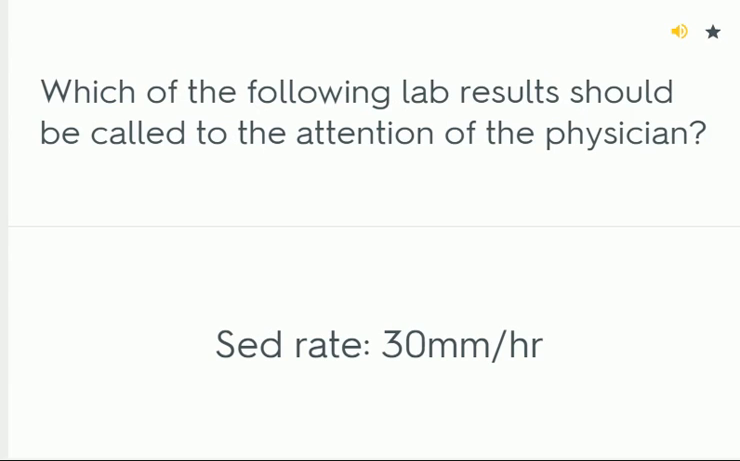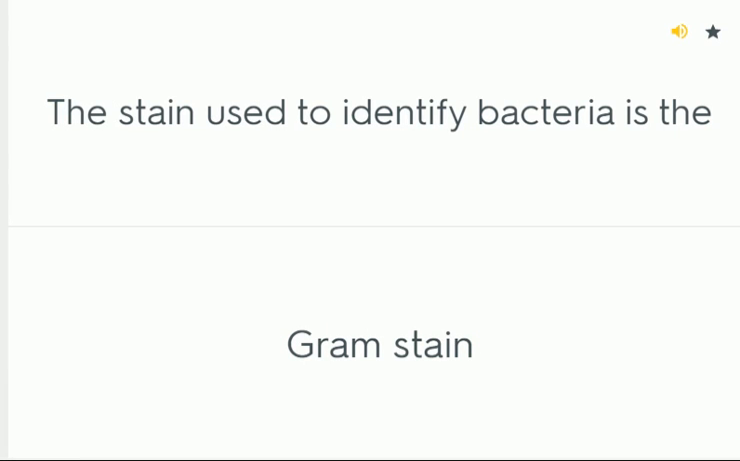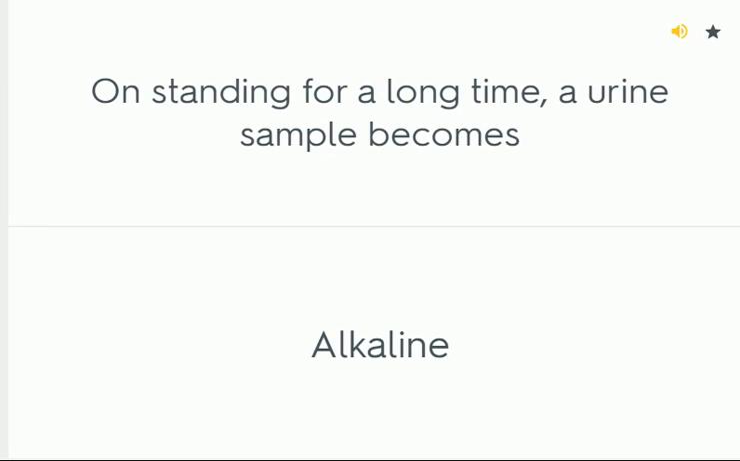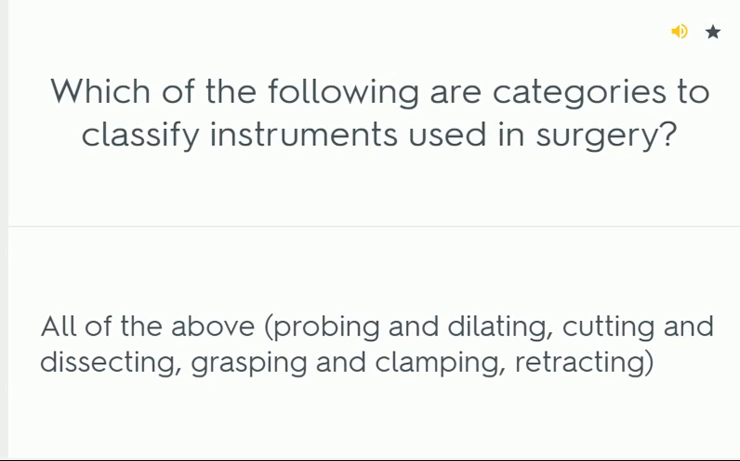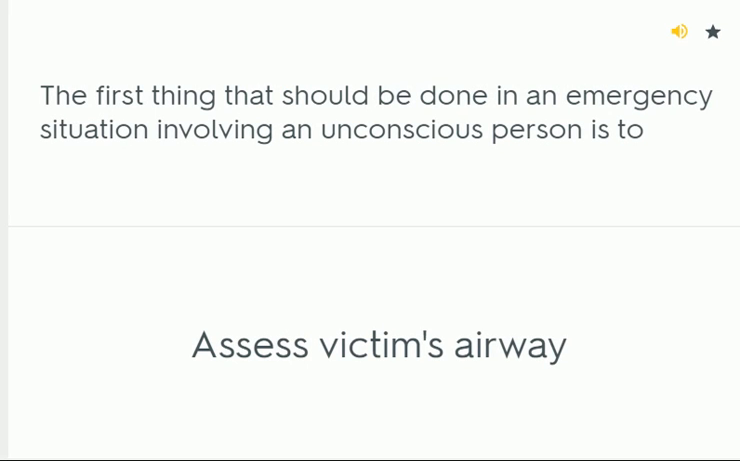ESR rate 30 mm per hour. The stain used to identify bacteria is the Gram stain. On standing for a long time, a urine sample becomes alkaline. Which of the following are categories to classify instruments used in surgery? All of the above.